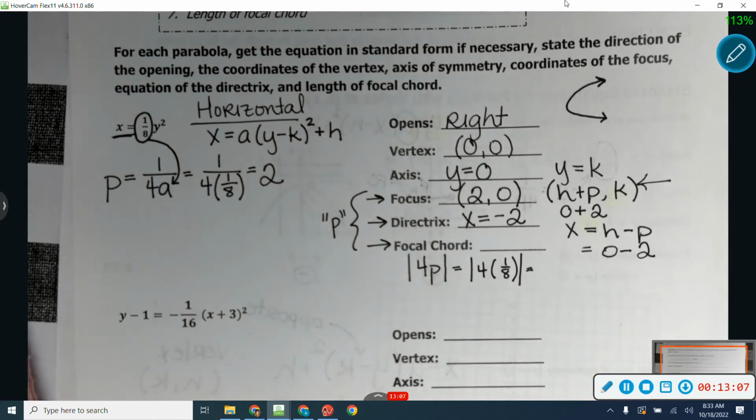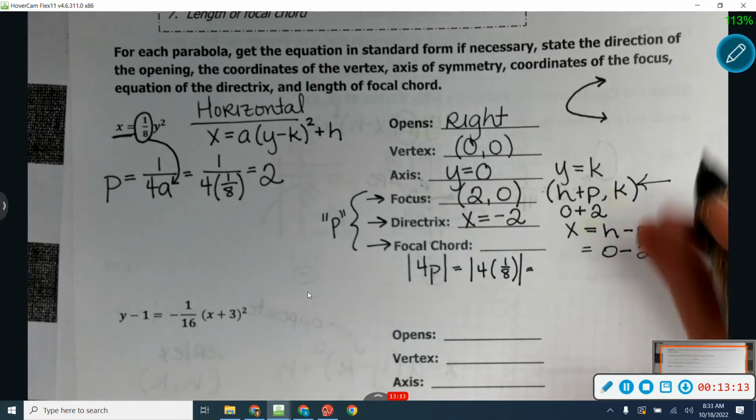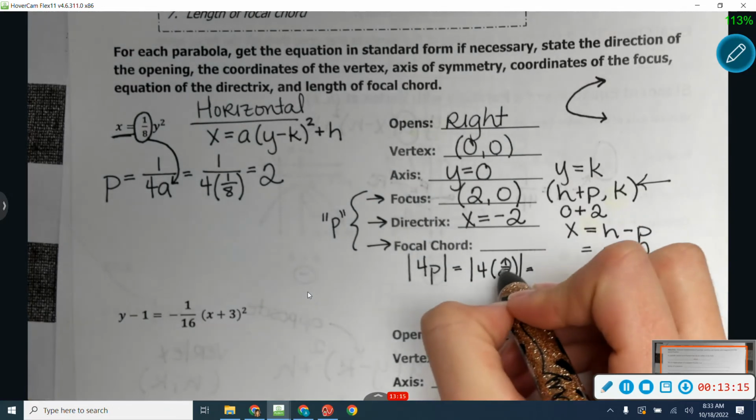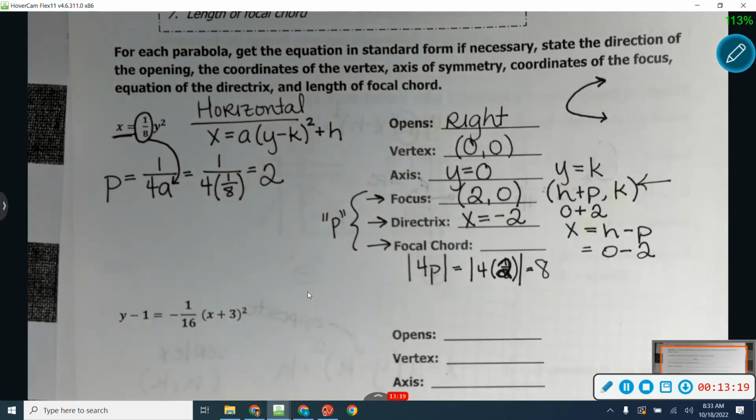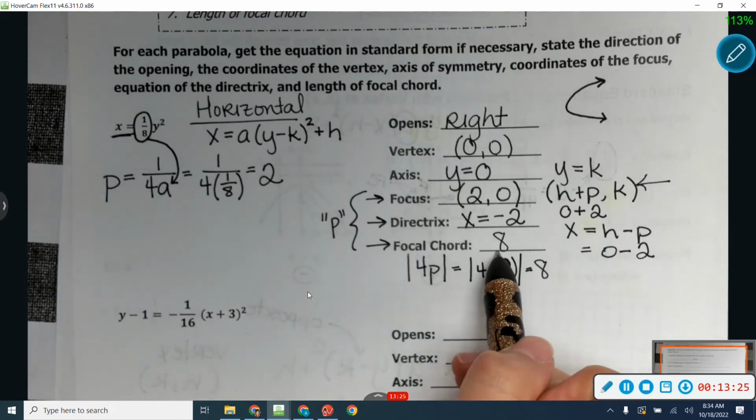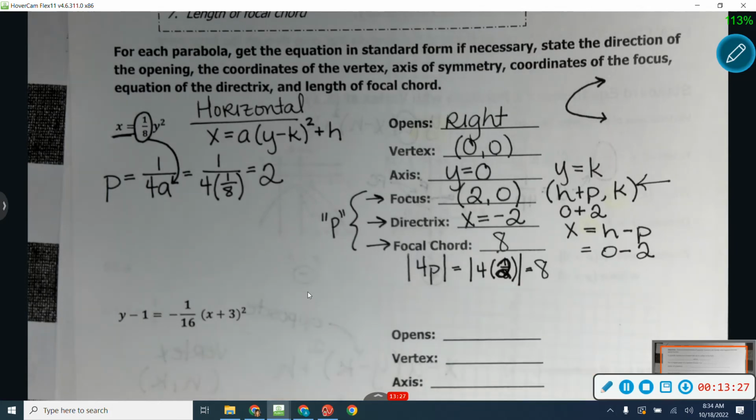So 4 times 1 over 8, just kidding, 2, sorry. I'm looking in the wrong place. 4 times 2, which is 8. My bad. So your focal chord distance would be 8. And that's all you have to do.